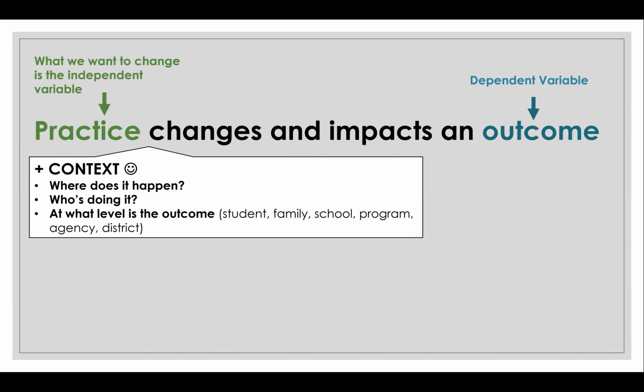So let's look a little bit more about this structure. The practice is the independent variable. It's what we want to change. It's what we want to improve. And when we improve the practice, it then changes and impacts a particular student or family outcome. This all happens in context. So where does the practice, program, or service happen? Who's doing it? And at what level? I use the word level in terms of the implementation ecology. Is this a student outcome, a family outcome, school, program, district? What is the outcome?